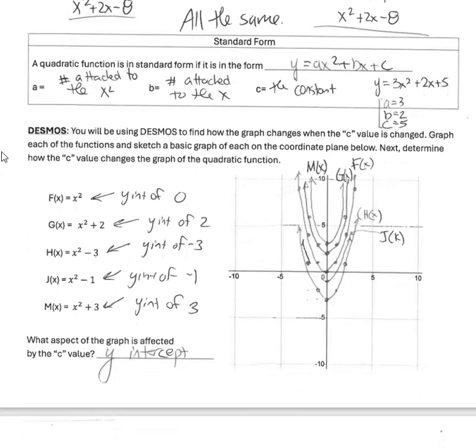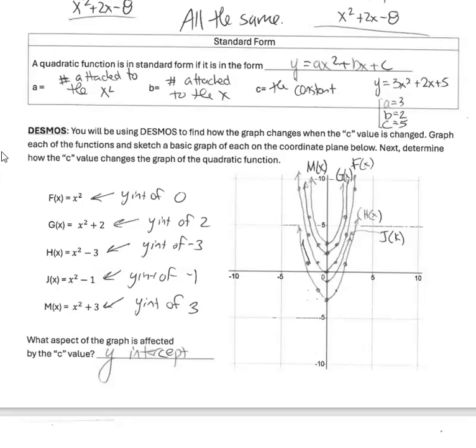Standard form is when the quadratic is in the form y equals ax squared plus bx plus c. And the a value is going to be the number attached to the x squared, the b is going to be the number attached to the x, and the c is just going to be the number by itself, the constant. While sometimes you won't have a b or a c value and they will be 0 because that term doesn't exist, you must have an a term. Here's an example. Y equals 3x squared plus 2x plus 5. The a is 3, the b is 2, and the c is 5. There are no x's in there. Those are just the values.